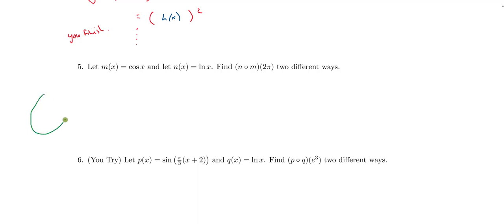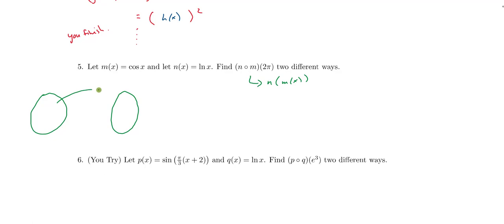We've got the domain of my innermost function here, which will be my m of x. Let me just clarify. This is asking us to find n of m of x. So my innermost function is this m of x, which is the cosine function.